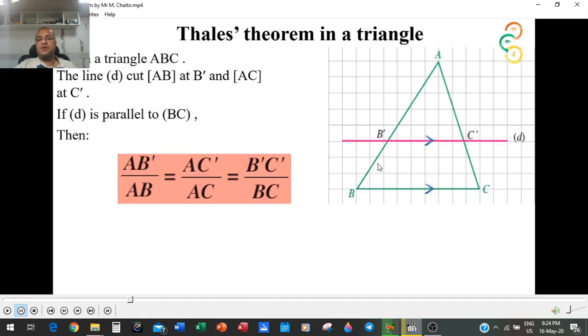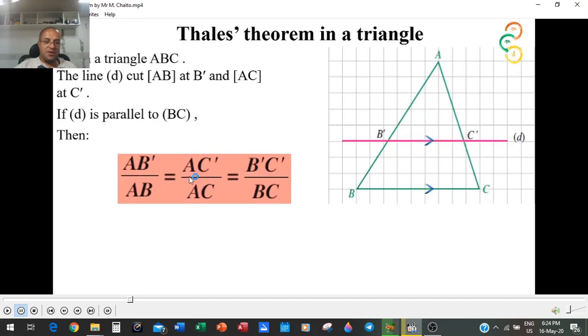Also here, we may have derivatives for Thales theorem. We may say AB prime over B prime B equal to AC prime over C prime C. But we can't continue to say that it's equal to B prime C prime over BC. No, because these AB prime and B prime B, AC prime, C prime C are not all starting from the same point A. Only in the case when these four segments, the first four segments, start from the same point A, we may continue to say equal to B prime C prime over BC.